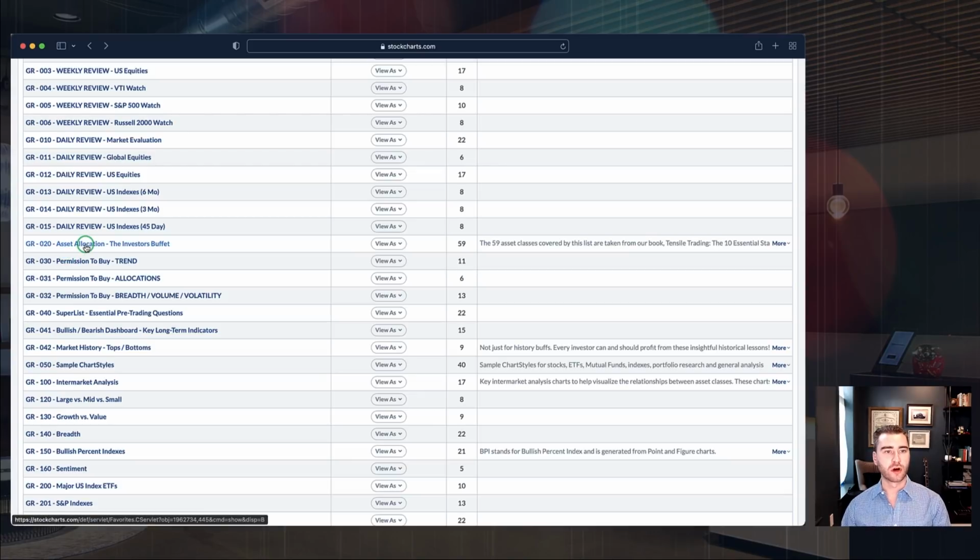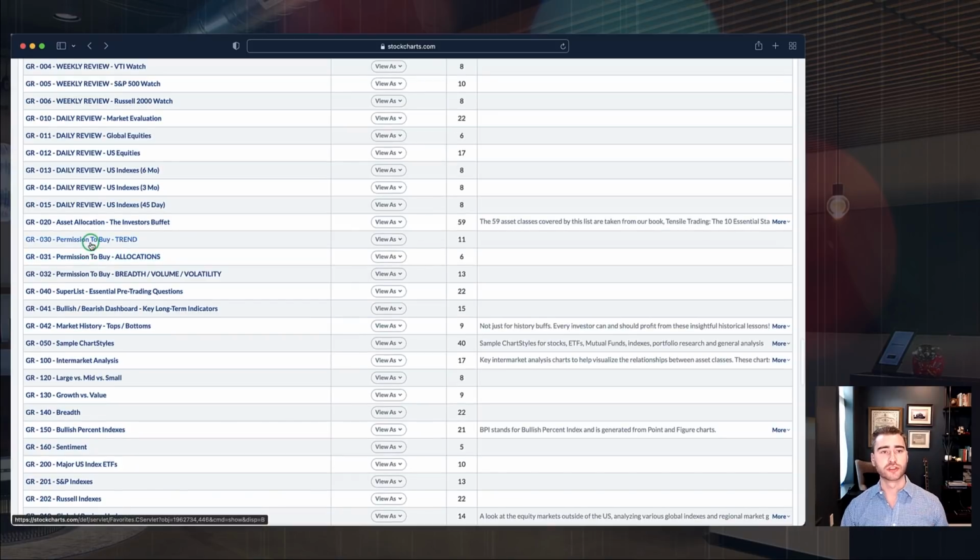We have what we call our asset allocation investors buffet. This is something directly from our book, Tensile Trading, where we've taken 59 of the highest level asset classes, and we've put all of those in a chart list. This is, as we call it, the investors buffet. This is the whole set of investable options that you have available to you in the market. So this is the choice that you have, where you want to put your money, some asset allocation decisions that you can make with this list. Next up, we move into what we call our permission to buy lists.